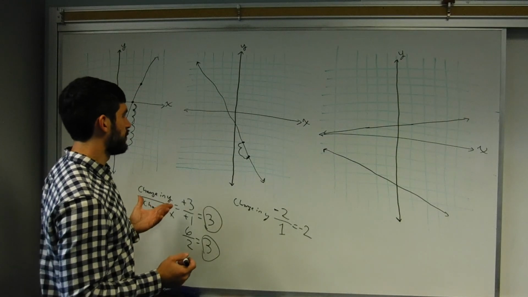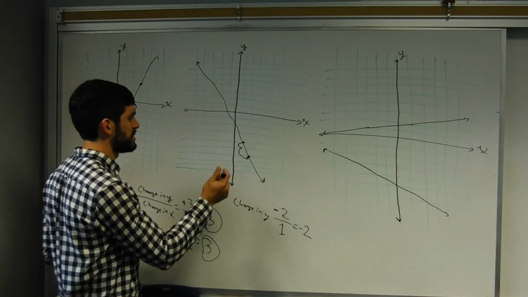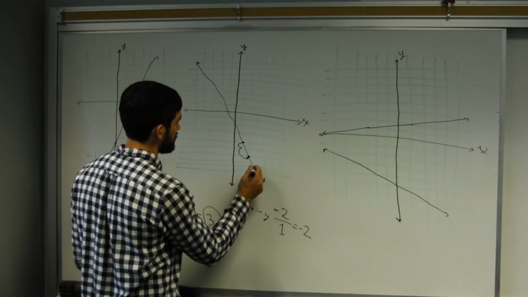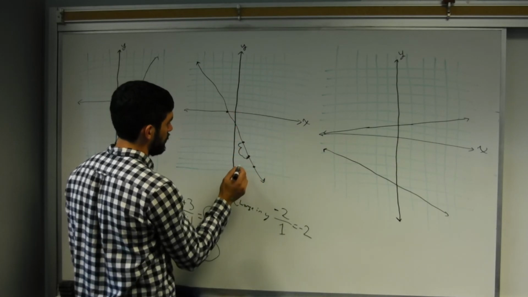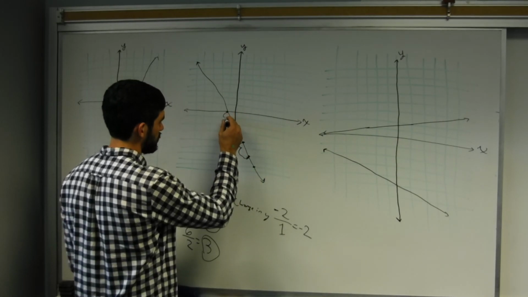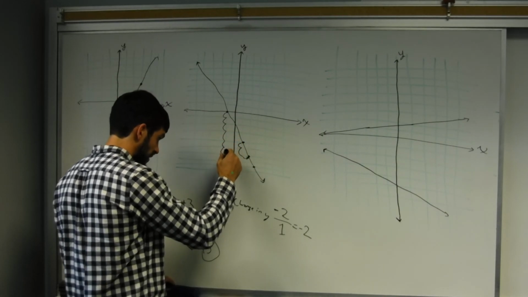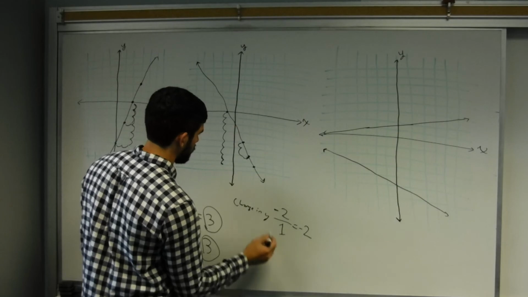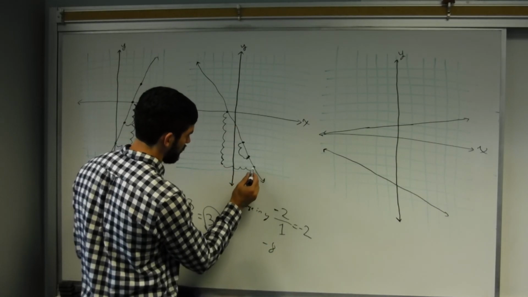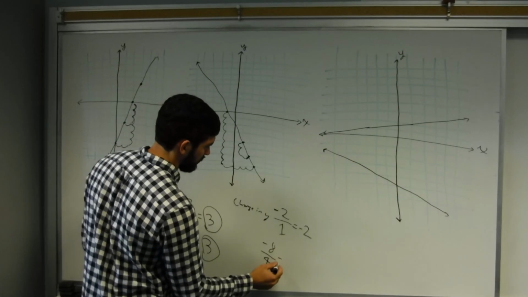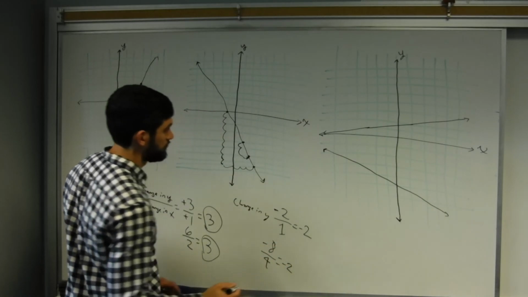And once again, if we wanted to, we could pick any 2 points. If we pick this point and this point, we could see that we're going down 1, 2, 3, 4, 5, 6, 7, 8. And we're going right 1, 2, 3, 4. Negative 8 over 4 is also equal to negative 2.